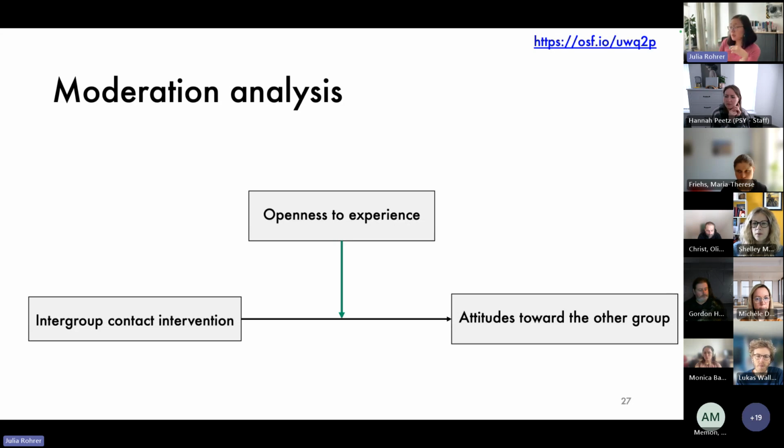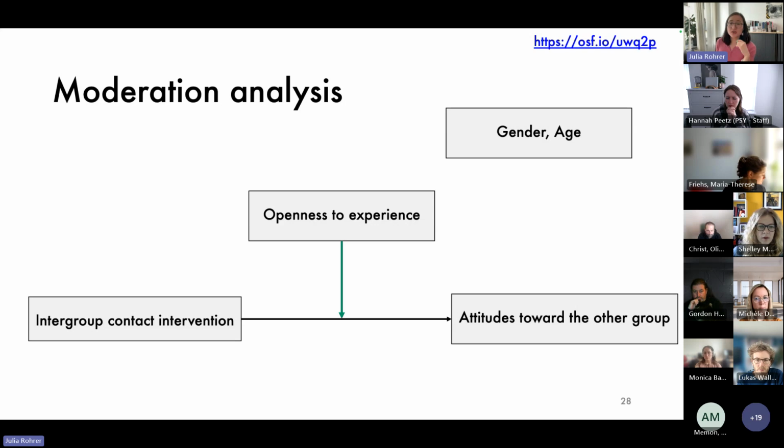Now we think about openness to experience, and this is not something we can manipulate. This is something we just measure. So the question arises, could these claims about moderation be somehow confounded? For example, we might claim that openness to experience moderates the effect of interest, but what if it's something else? For example, we know that gender and age might affect personality, so maybe it is gender and age that confound the moderation analysis here. So maybe it's gender and age that affect how the intervention works.